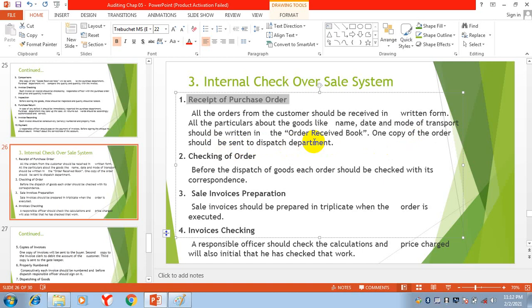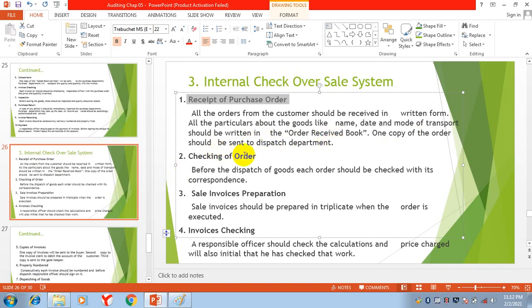Dispatch department means that department which is sending goods to the purchaser. So one copy of the purchase order will be sent to the dispatch department.